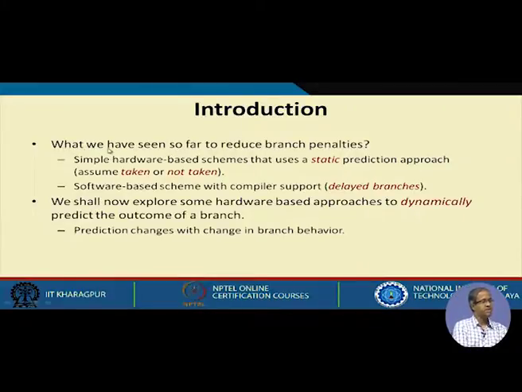So, in our earlier lectures we have seen that in order to reduce the branch penalties, we are using some kind of static approach. Either you are doing some prediction, as I said, we are assuming that the branch is taken or the branch is not taken, or we are relying on the compiler, asking the compiler that, well, we have our branch delay slots, please try and fill up the branch delay slots with some useful instructions. But what we will be doing now is that these are purely hardware based approaches, to dynamically predict the outcome of a branch.